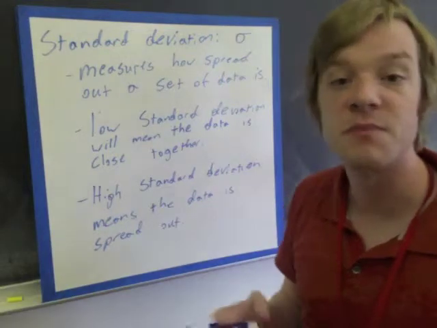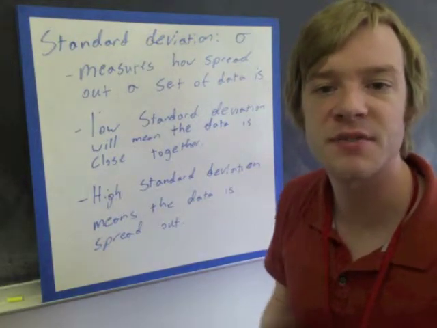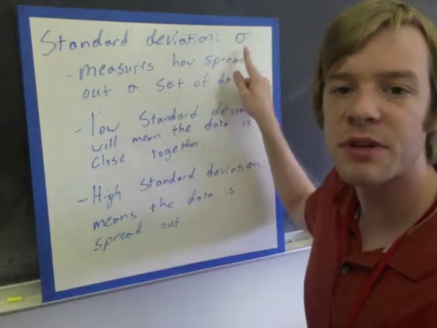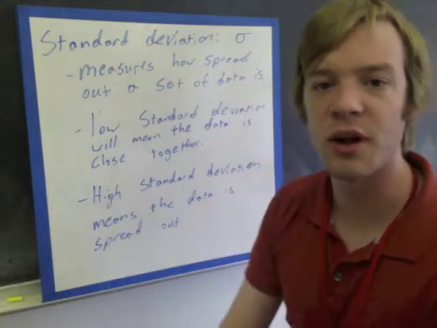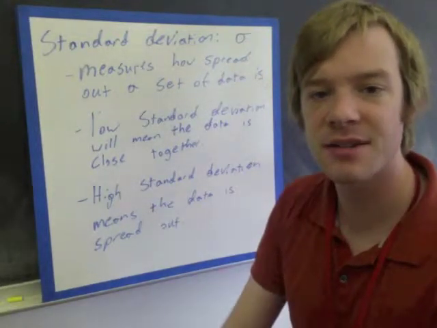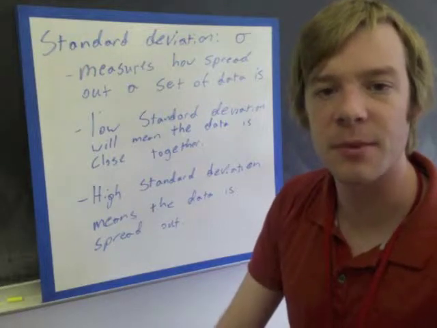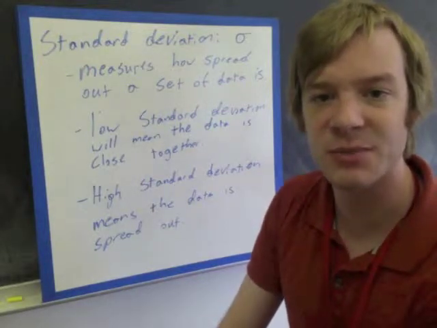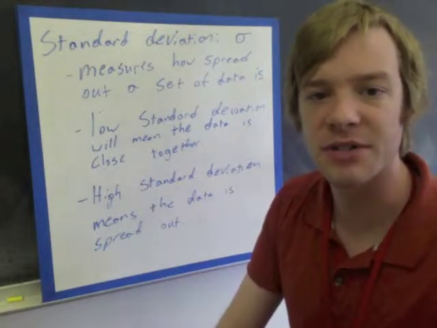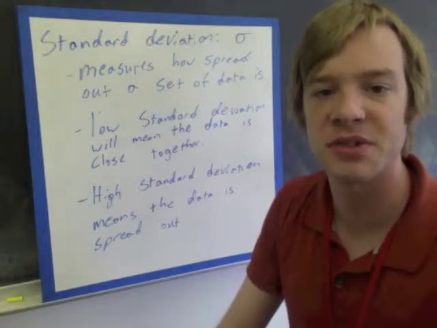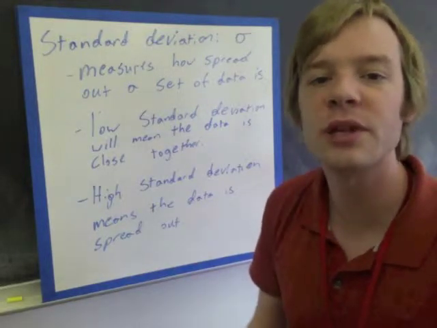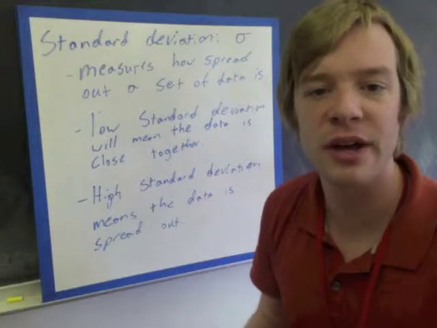This measures how spread out our set of data is. This little symbol up here is a sigma. It's a lowercase Greek letter S, and sometimes you will see that symbol used when talking about standard deviation or when questions are talking about standard deviation. But all we're really looking at is a measurable way of how spread out a set of data is.